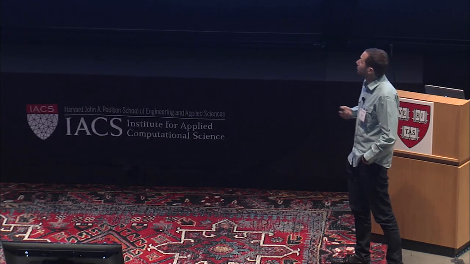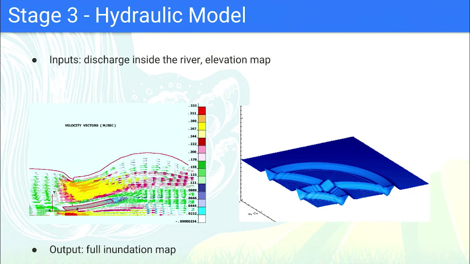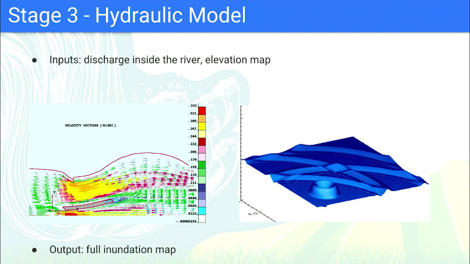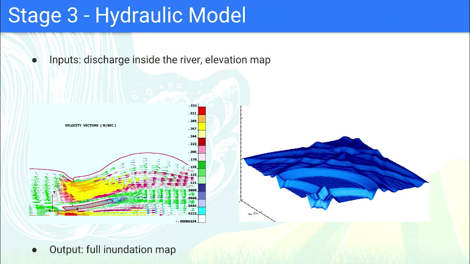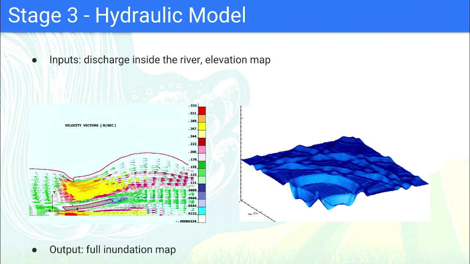Once we've run this model, the hydrologic model, that produces estimates for the amount of water along the river network, we want to run something called a hydraulic model. And yes, hydrologic and hydraulic is probably the two most confusing terms hydrologists could have found for these two models, but they're two separate models that do two separate things.